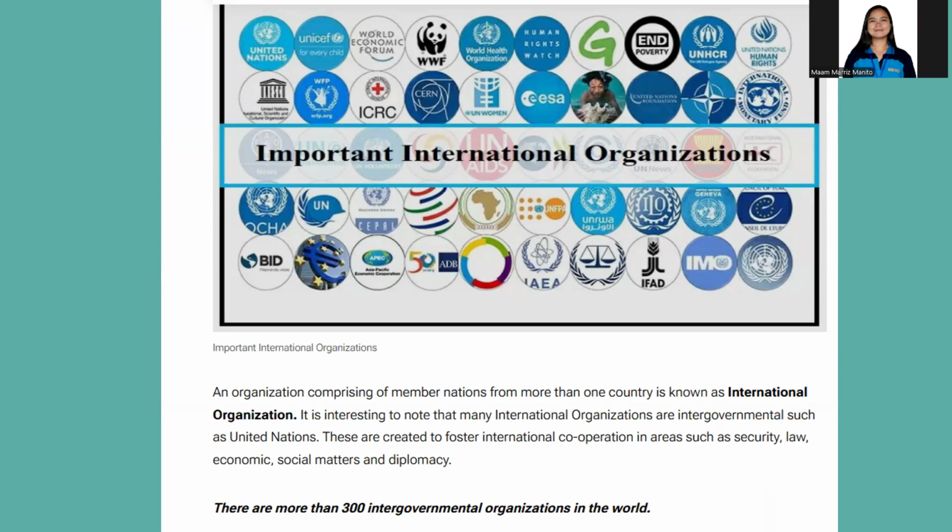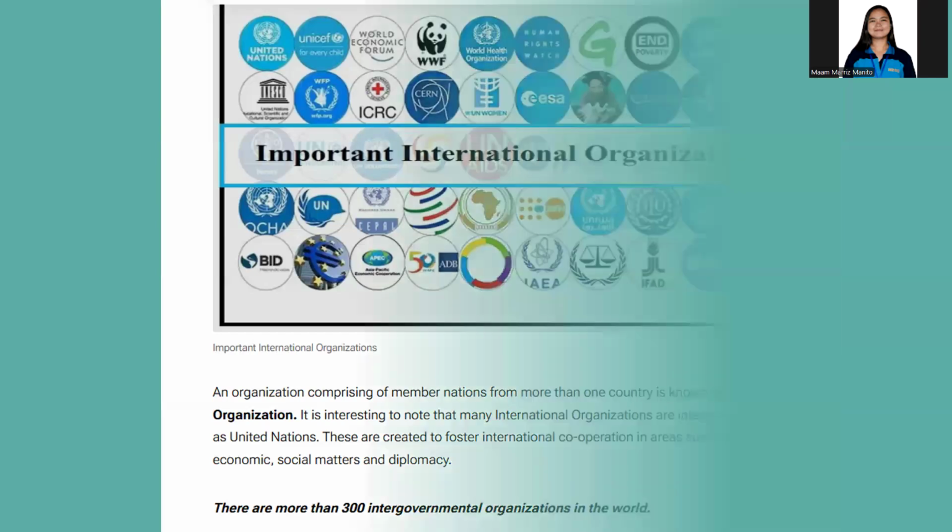There's just some. So an organization comprising member nations from more than one country is known as an international organization. It's interesting to note that many international organizations are intergovernmental, such as the United Nations, and this can foster international cooperation in areas such as security, law, economic, social matters, and diplomacy.